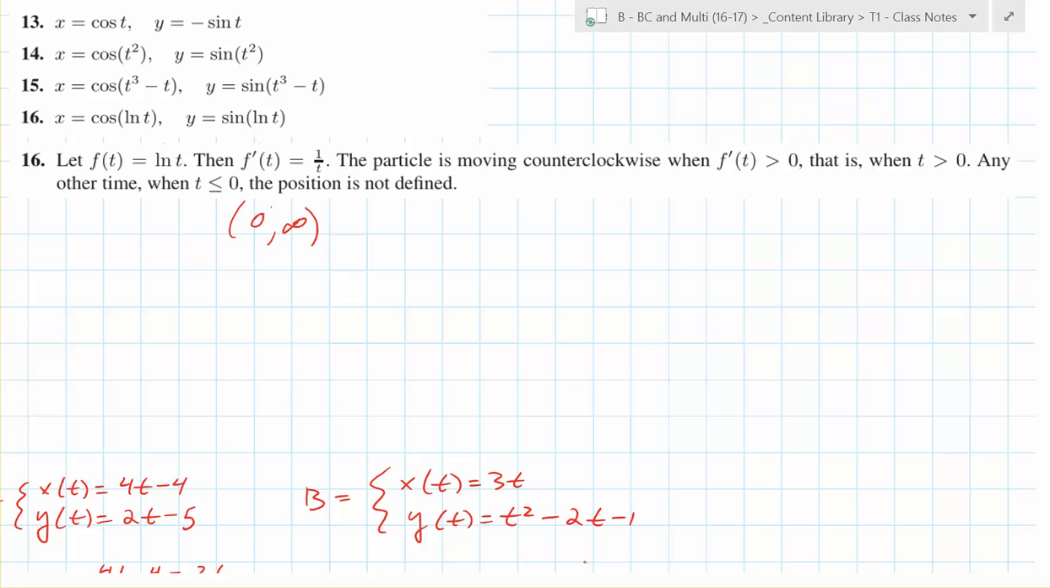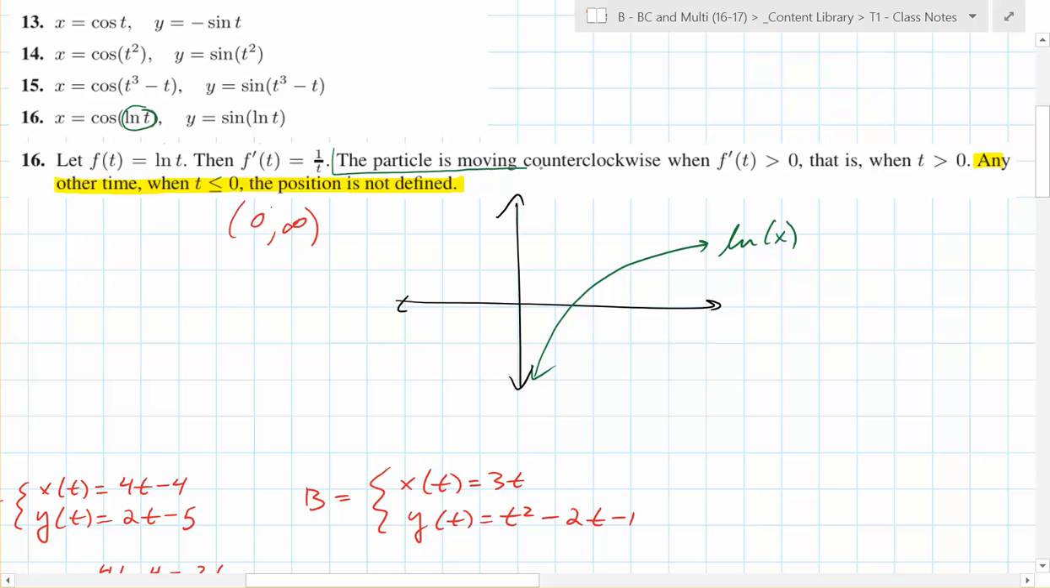So this is challenging. Any thoughts? Based on what to really focus on here. The particle is moving counterclockwise when the derivative of f of t is greater than 0. So if the derivative of f of t is greater than 0, it means that the natural log is increasing, right? Well, that's the thing.